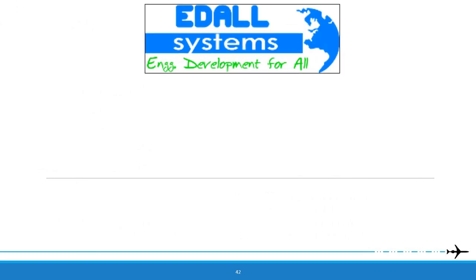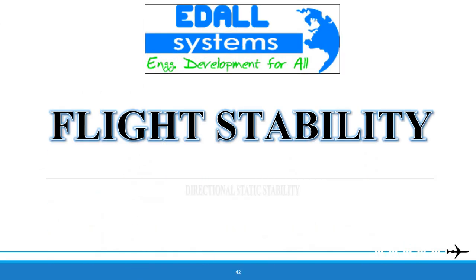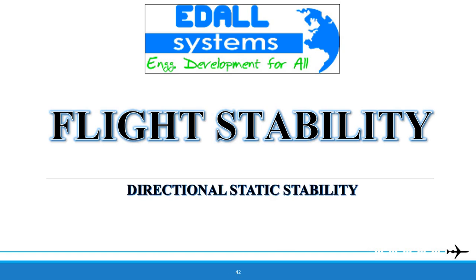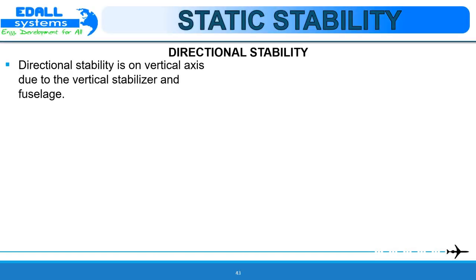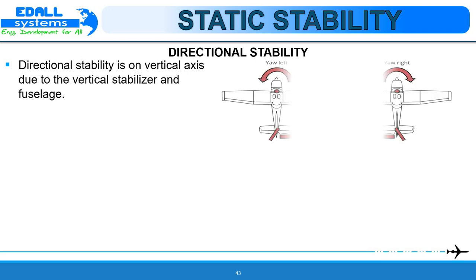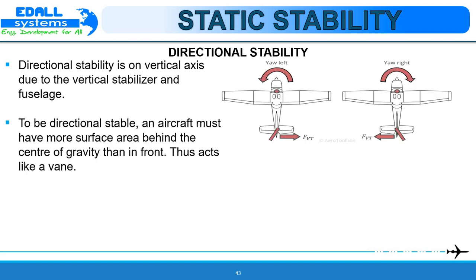In our previous session, we had discussed lateral stability. Let us start off with directional stability in this session. Directional stability is on the vertical axis due to the vertical stabilizer and fuselage.